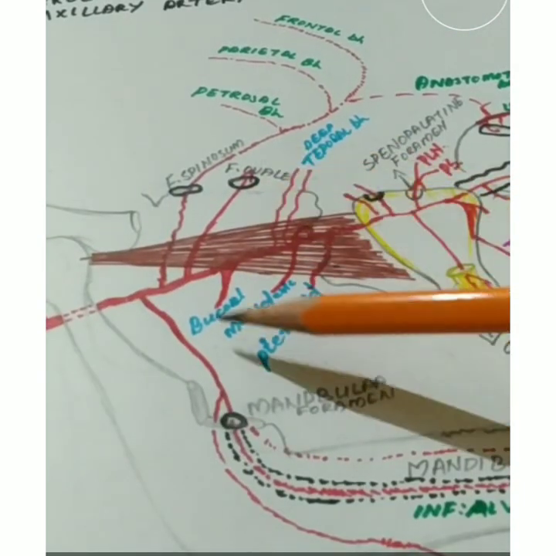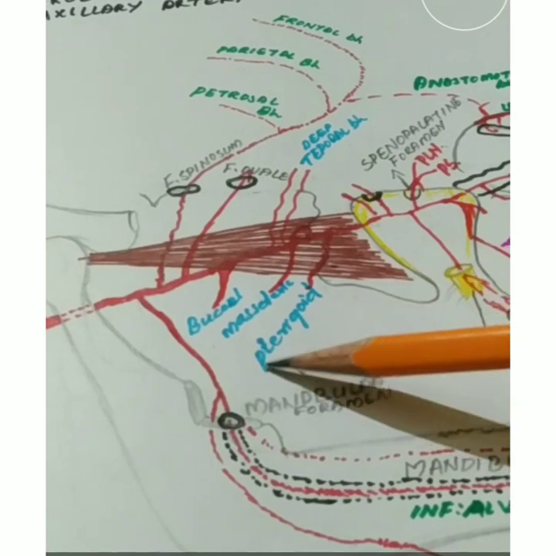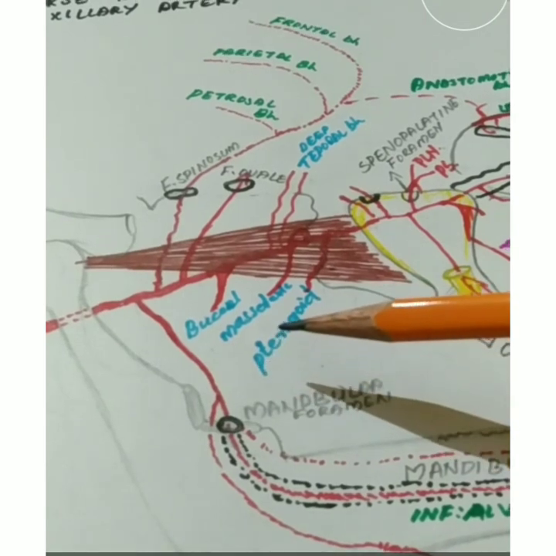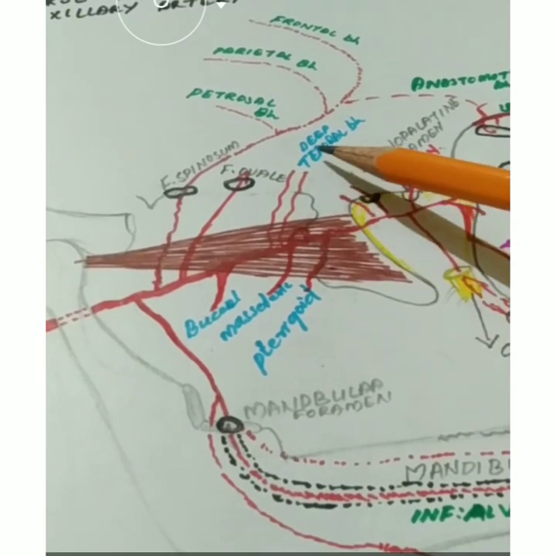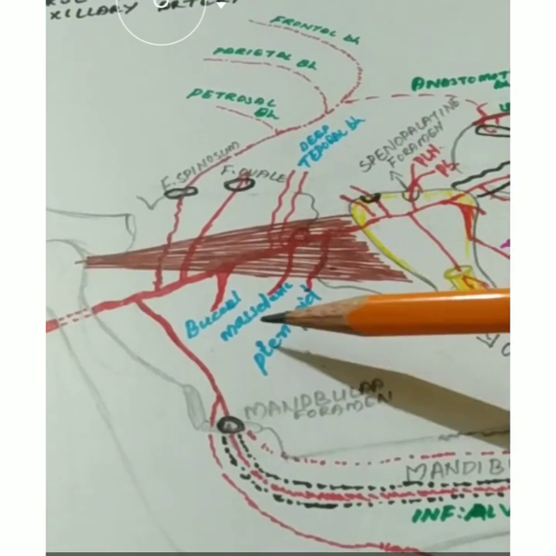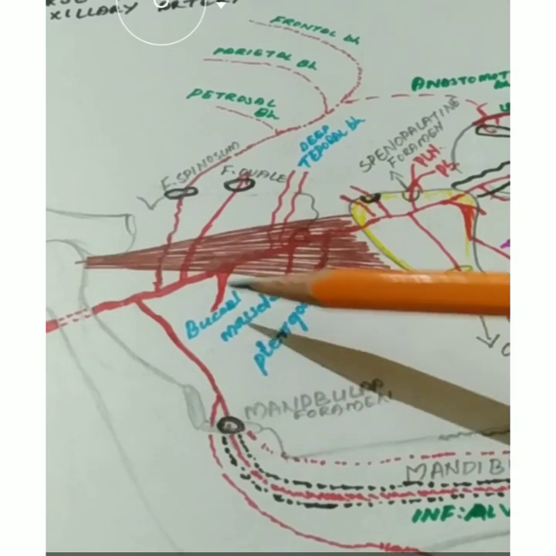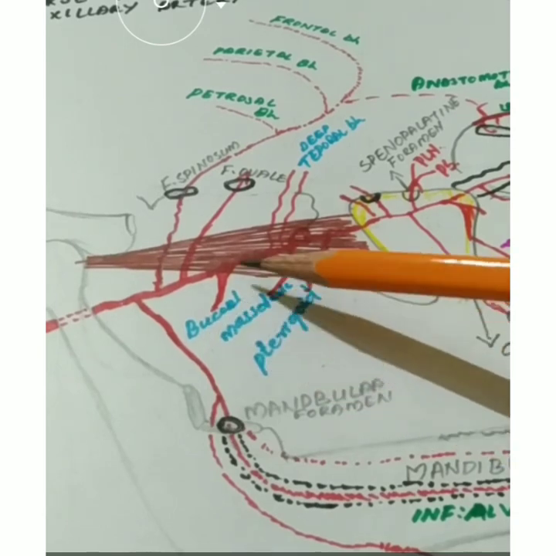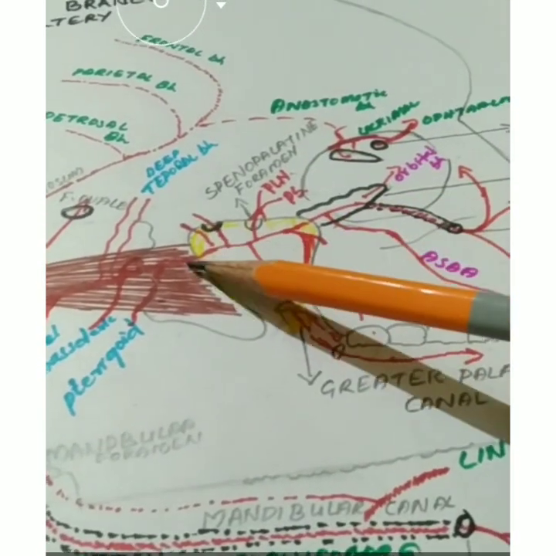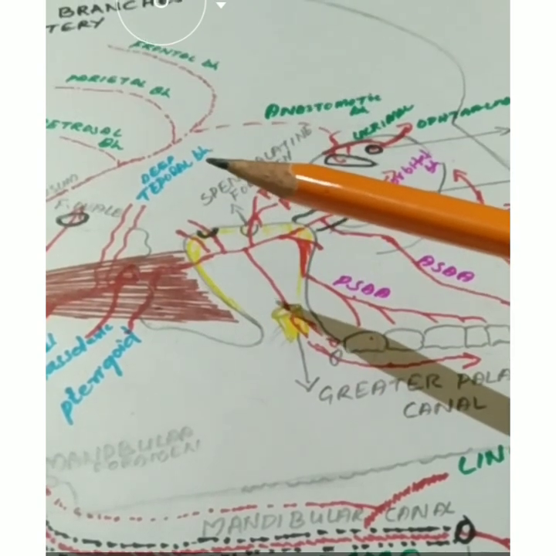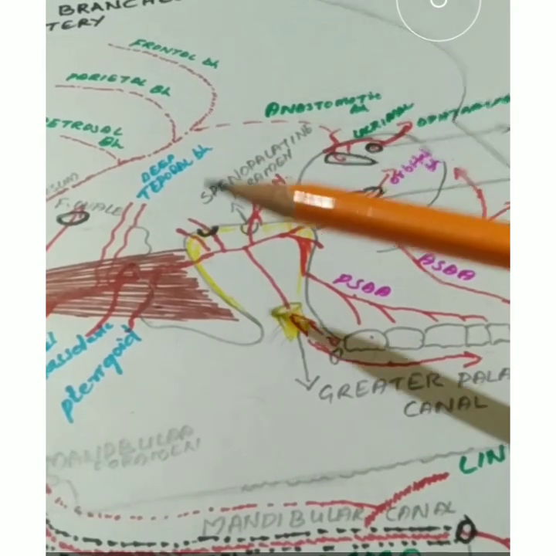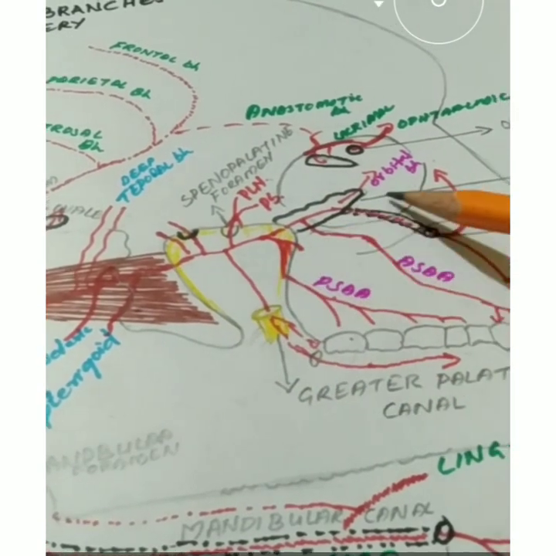It gives off muscular branches: the pterygoid branch to the lateral and medial pterygoid, the deep temporal branch, which divides into anterior and posterior to supply the temporalis muscle, the masseteric branch to the masseter muscle, and the buccal branch to the buccinator and to the cheek. And the third part, the pterygopalatine part, which gives off 6 branches.